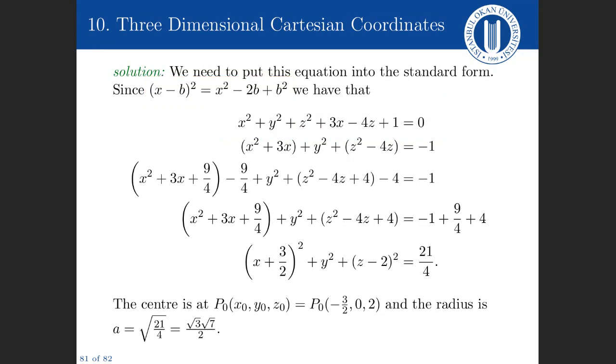First thing I want to do is put all of the x terms together. I have x squared and 3x. Put these together. There's just a y squared right here. And look at the z terms. There's a z squared and a minus 4z. Put that here. And all of the numbers, the plus 1, I'm going to move to the other side to become minus 1.